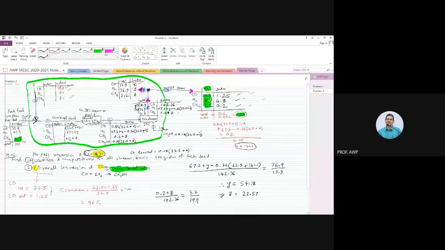Okay. Couple of points to note. The per pass conversion of CO was only 18%. The overall conversion is 96%. If I had not recycled, we would have wasted a lot of carbon monoxide and a lot of hydrogen. By recycling, we have been able to increase the utilization from 18% to 96%. Do you realize that?